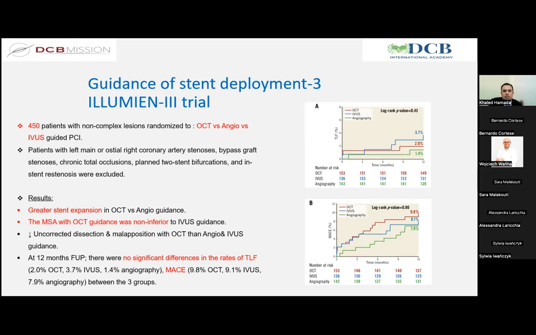Results: greater stent expansion was seen in the OCT versus the IVUS group. The minimal stent area with OCT guidance was non-inferior to IVUS guidance. OCT decreased the uncorrected dissection and malposition compared with angio and IVUS guidance. At 12 months follow-up, there was no significant difference in target lesion failure and misses in the OCT versus angio versus IVUS groups.